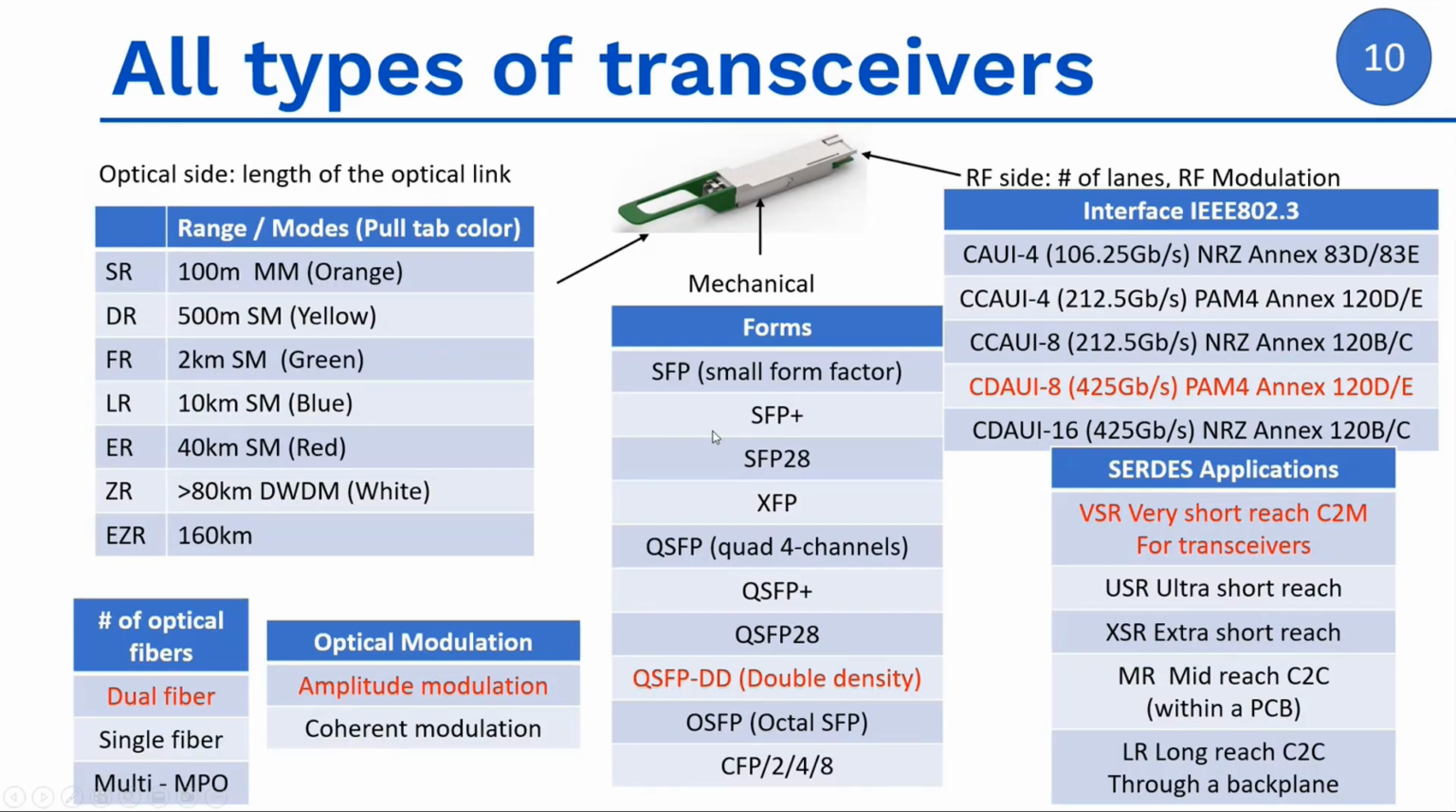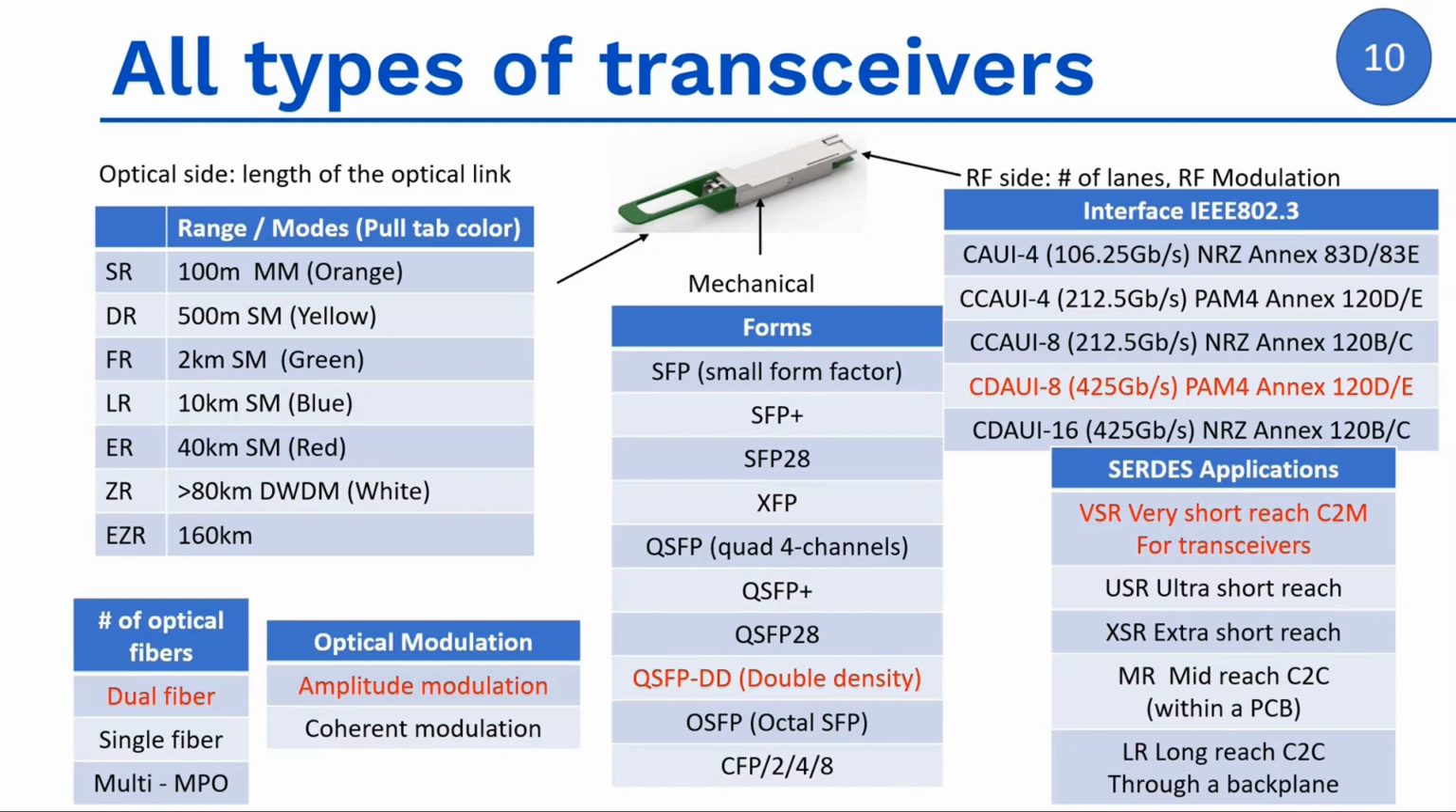These transceivers come in many different forms. I listed here a few features and abbreviations that you will see if you are trying to work with a transceiver or if you want to buy one. If we are talking about the length of the optical link, then we are talking about SR, DR, LR, ER. If we are talking about the size and the location of the pins, the mechanical dimensions, thermal and power supply, then we are talking about SFP, QSFP, CFP and OSFP.